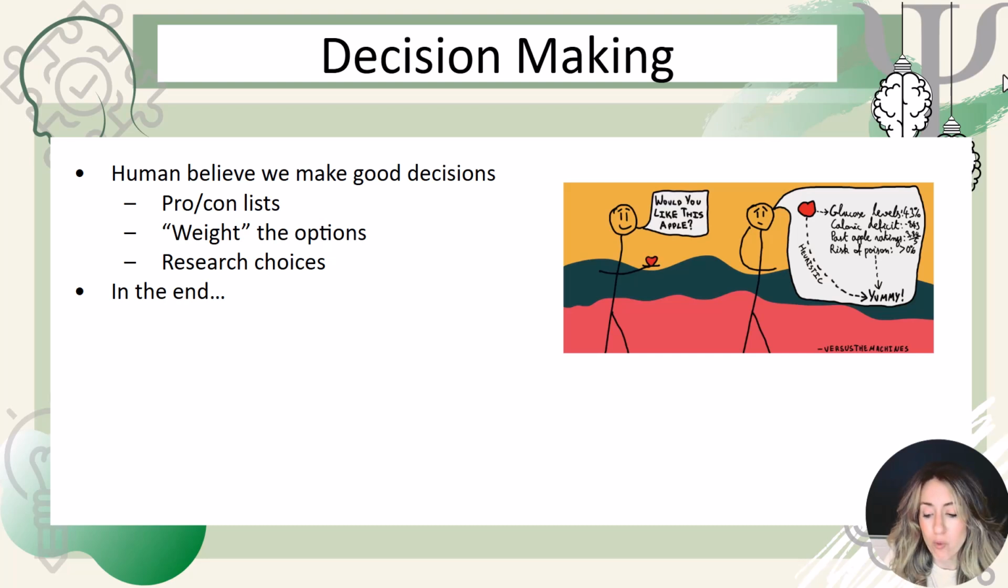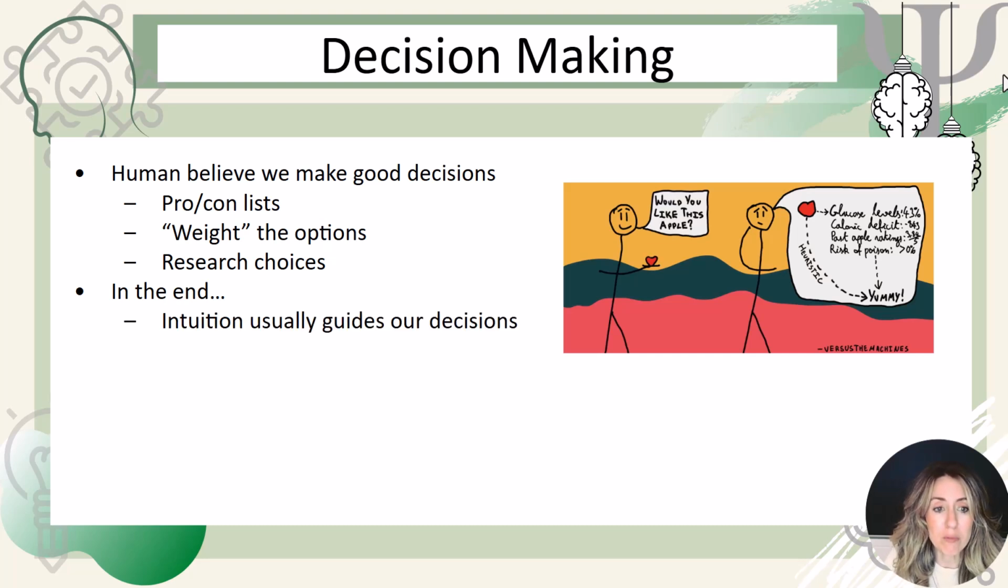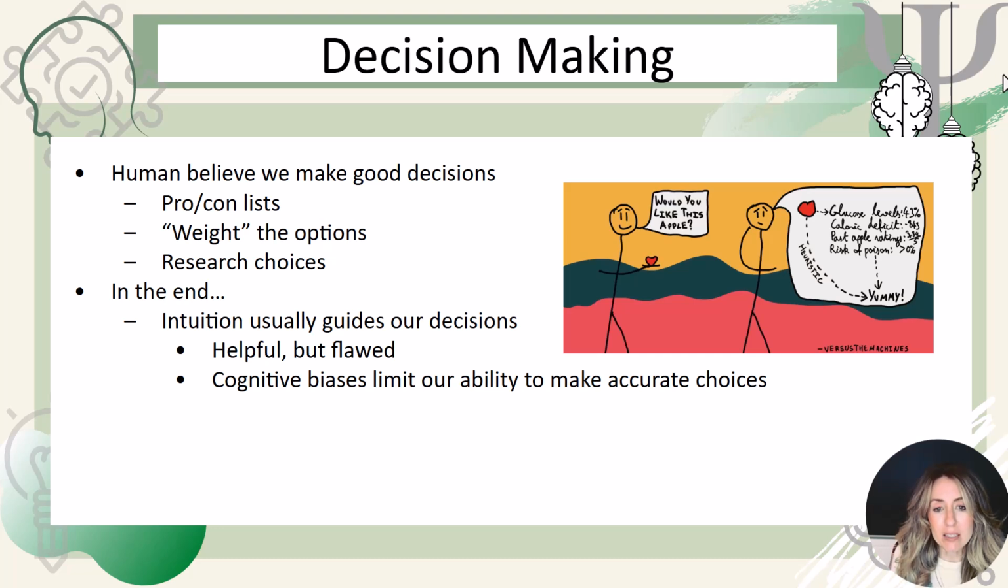However, in the end, we find that a lot of human decision making comes down to intuition. So it comes down to what you feel is the right choice or what your gut tells you to do. And even when you don't think you're using your gut, oftentimes what we're using are these cognitive biases that limit our ability to make accurate choices.